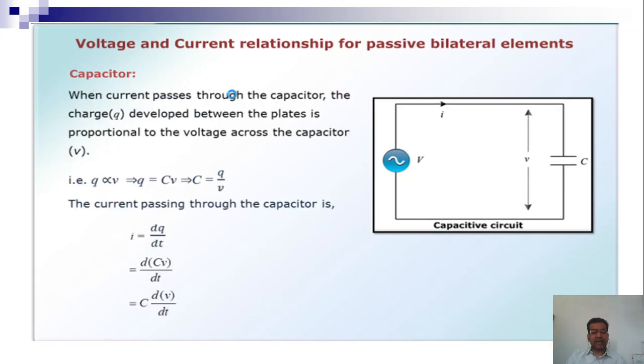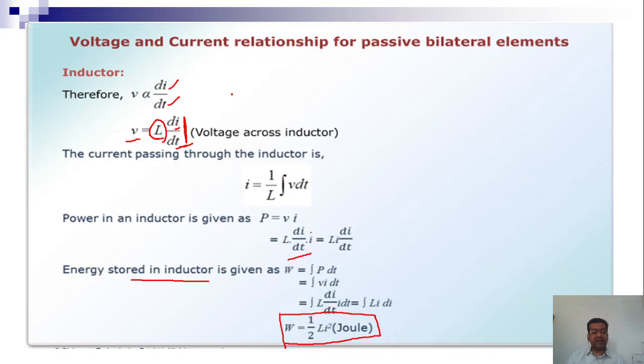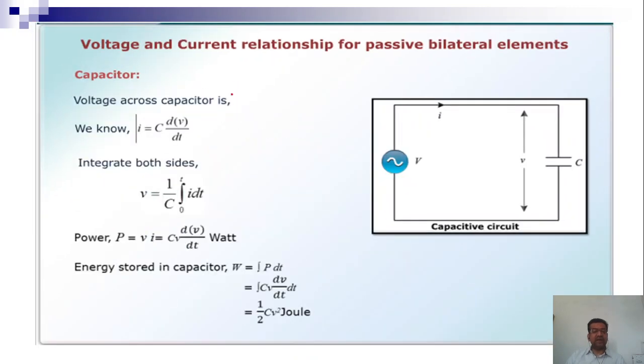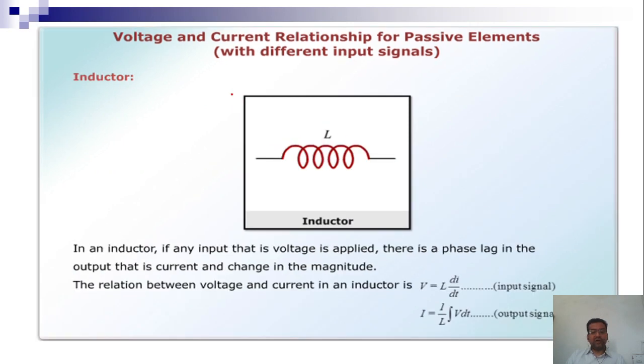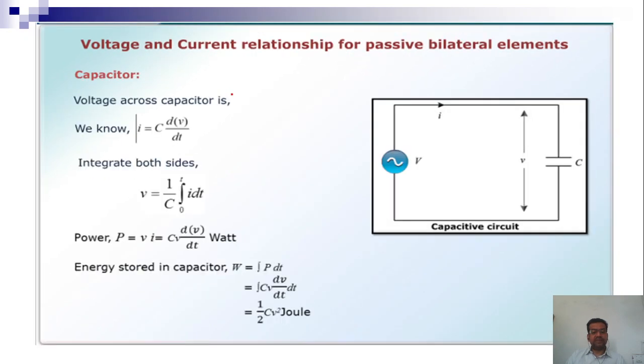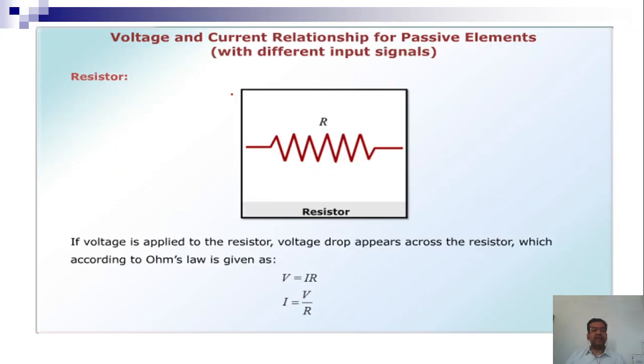Here the energy stored in the inductor is half L i square joules. These are the two energy storage elements: one is the capacitor, another one is the inductor. In the case of the inductor, energy is stored in the form of electromagnetic field. In the case of the capacitor, energy is stored in the form of electrostatic field. Up to this point I will stop today because some more discussion is there. Till now, any doubts on this part?